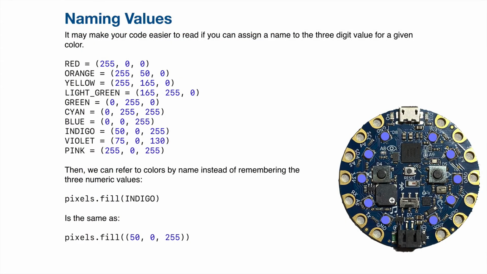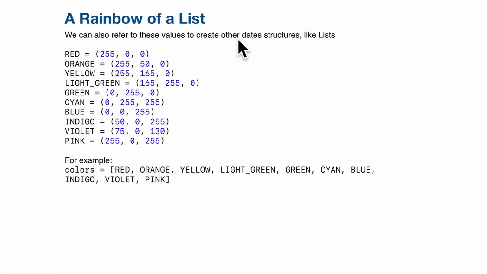Nice work. Now, once you have named values, you can actually put them in a list or other data structures too. So for easy reference, I've created a list that I've named colors, and inside the brackets, I'm referring to all of those different variables that I created above, red through pink. Now I can use the colors list in my code to go through all my colors.